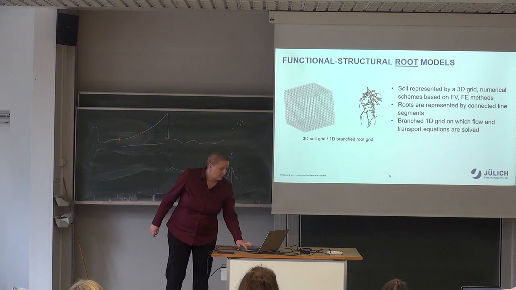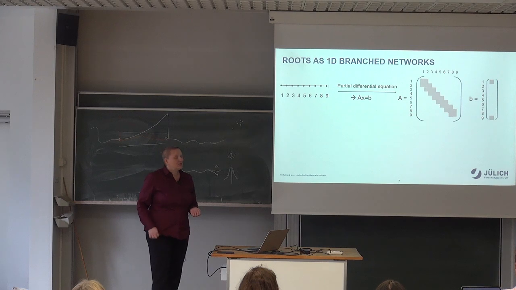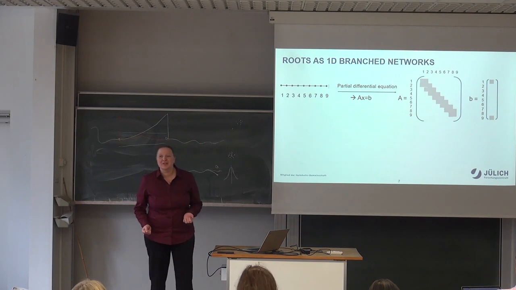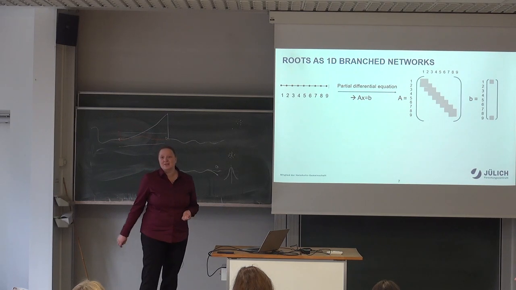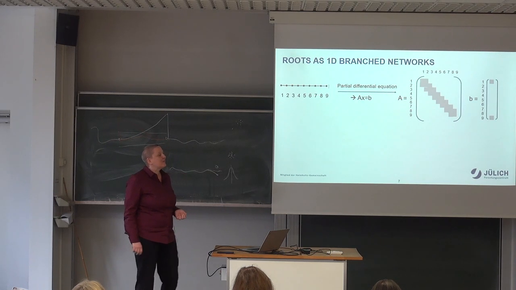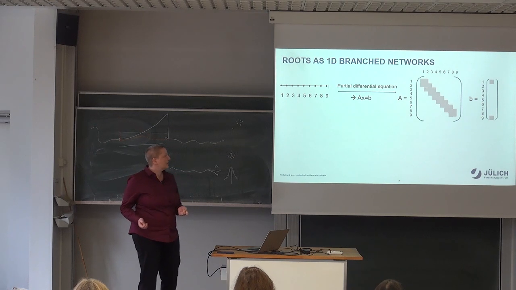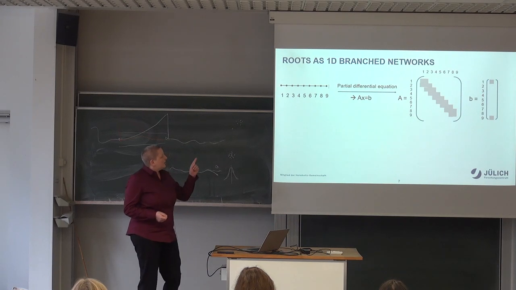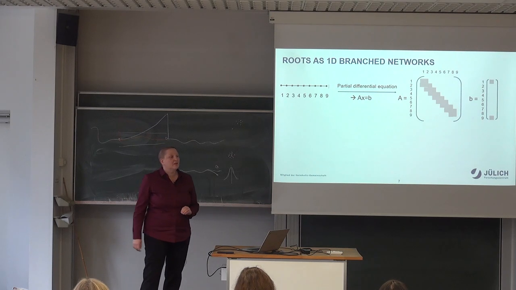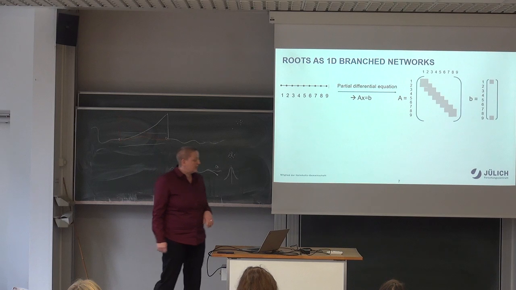And I would like to illustrate what I mean by a branched grid by first looking at a regular one-dimensional domain, like this line here on the left, which is discretized into 9 nodes. When we solve a partial differential equation on this grid, for different numerical schemes, we will at some point end up with a situation in which we solve a linear system of equations represented by this Ax = b.